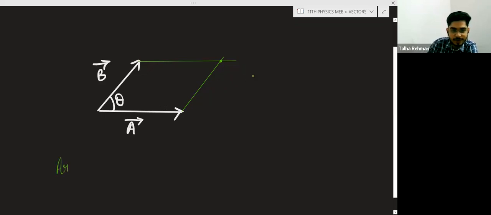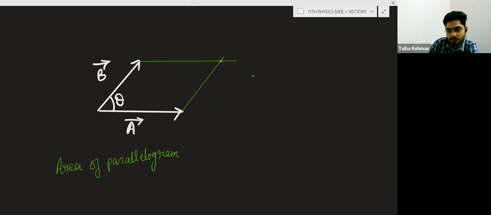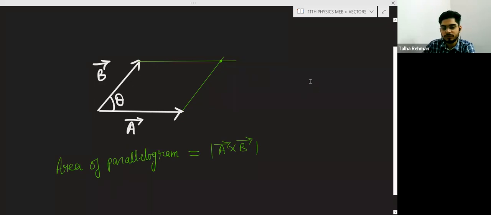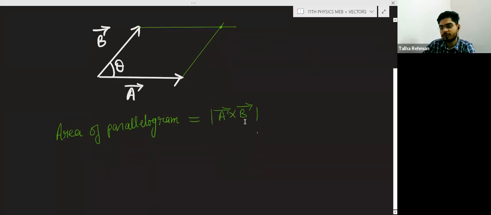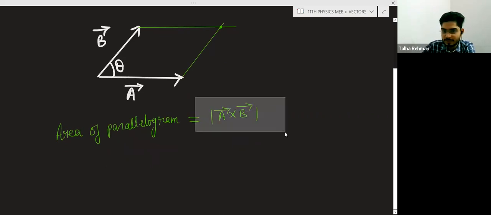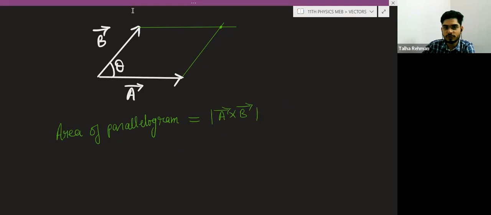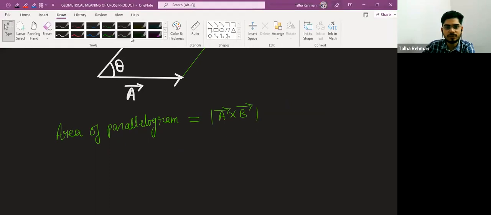So we can write area of parallelogram in terms of cross product. Area of parallelogram is A vector cross B vector. But this is not true. Here we have to write the mod of A cross B, because A cross B is a vector, but area this time is not a vector. We will discuss the area vector in 12th class. So area of parallelogram is given by the magnitude of A cross B.